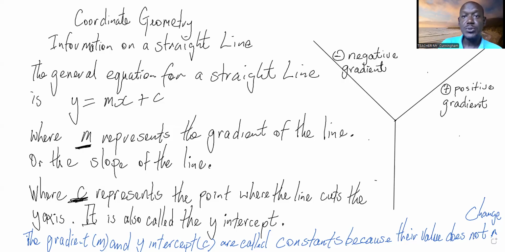All right, let's continue. Now, the gradient of a line has a formula that we would have to use, and I want to give the formula. Somebody who did coordinate geometry before, anybody remember what gradient is?